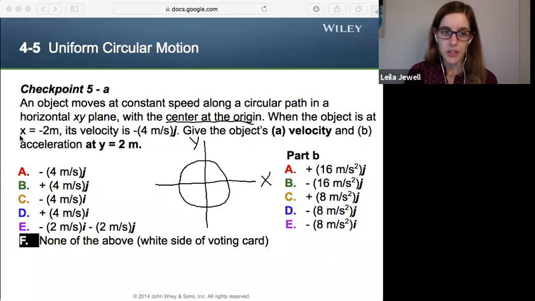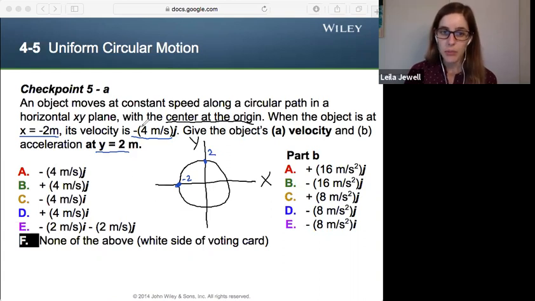Well, it does mention that when the particle is at x equals -2 meters, the velocity is -4 meters per second j hat. So we can look, there's only one place where it can be -2 and also later be at y equals +2, and that's if this is at a distance of 2 meters from the axis. So -2 and +2.